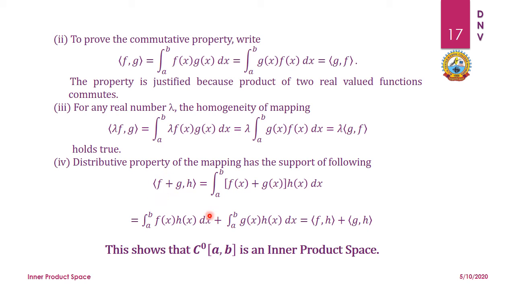And lastly, the distributive property can very easily be proved. So this shows that the vector space of continuous functions defined on the interval a comma b is an inner product space.